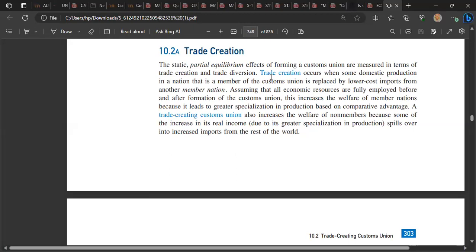Trade creation is always positive, always works for the good of the participating country because we are replacing a higher cost with a lower cost import. So that is very good in terms of the welfare of the member nation. So assuming that all economic resources are fully employed before and after the formation of the customs union, this increases the welfare of member nations because it leads to greater specialization in production based on comparative advantage.